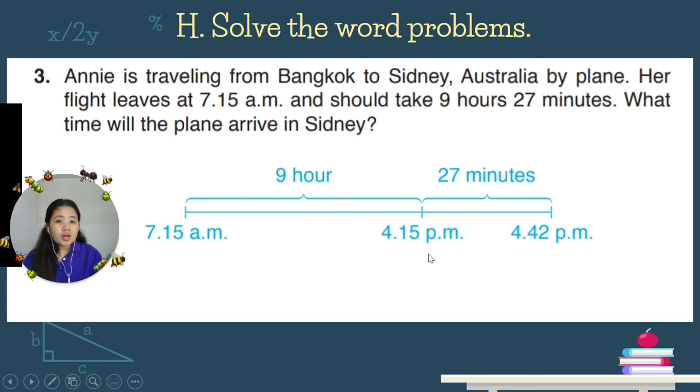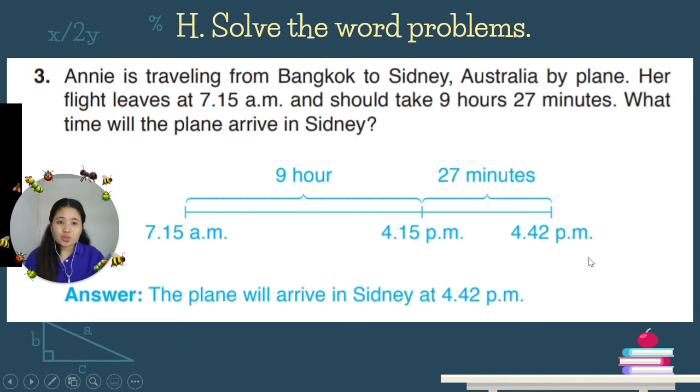Okay? But you have to add first the 27 minutes. So 4:15, then plus 27 minutes. This is the minutes. So 5 plus 7 is 12. Carry 1. 1 plus 2 plus 1, that's 4. That means 4:42 p.m. So the answer, what time will the plane arrive in Sydney? The plane will arrive in Sydney at 4:42 p.m. Okay, good job. Okay, next, let's go to number 4.